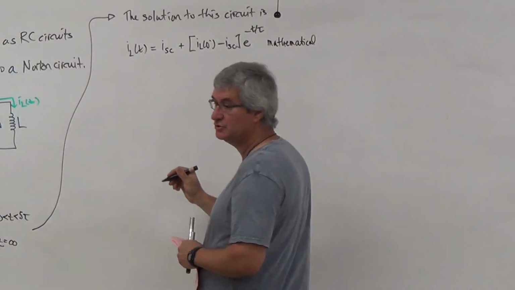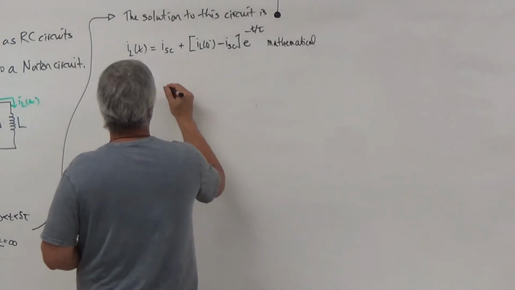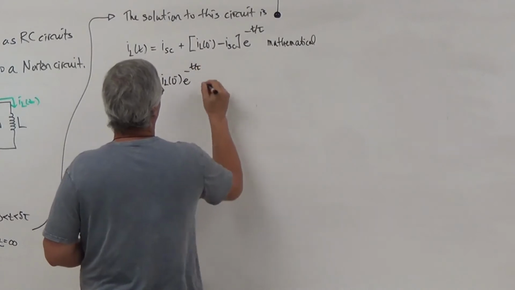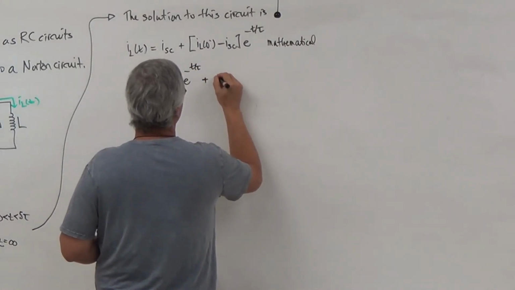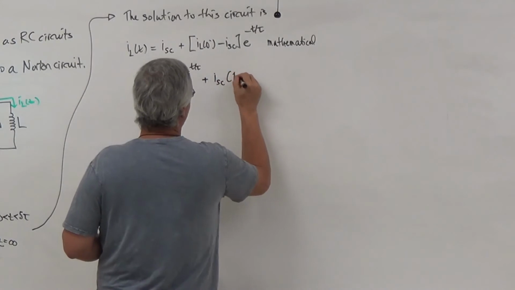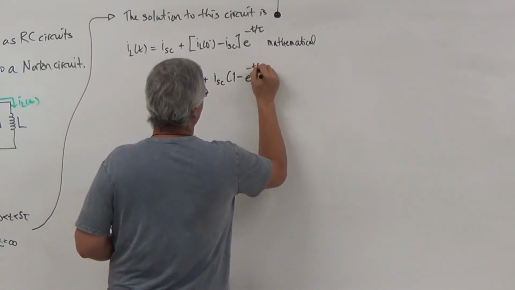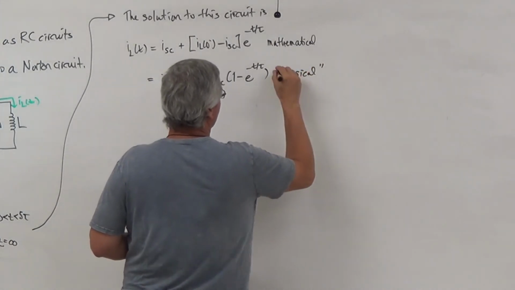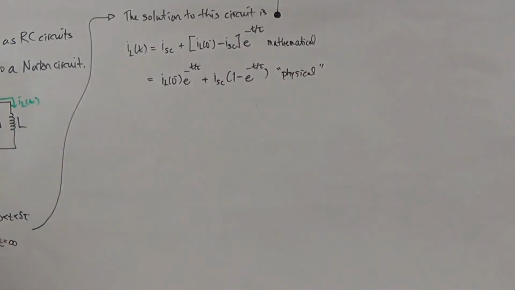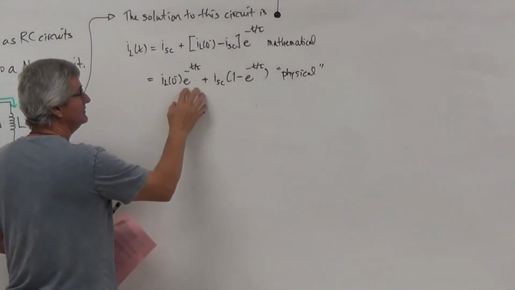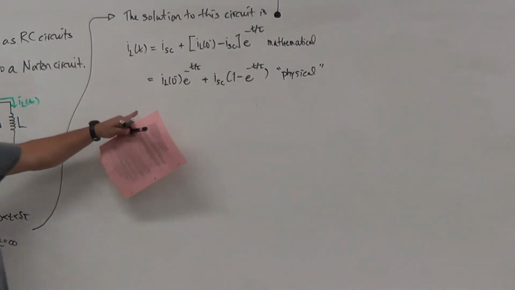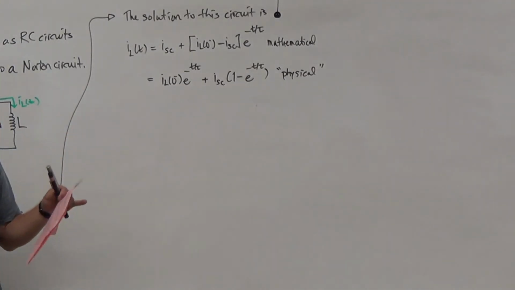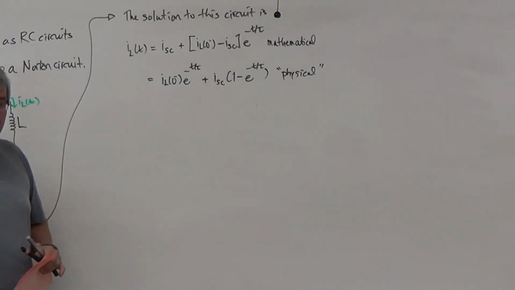But the physical solution, I write like this here. I write as IL of 0 minus e to the minus t over tau plus I short circuit of 1 minus e to the minus t over tau. And I call this sort of like the physical solution. Okay. This one's easier to deal with mathematically. This is the physical one. So they have the same form. The only way they can have the same form is if they have the same differential equation.